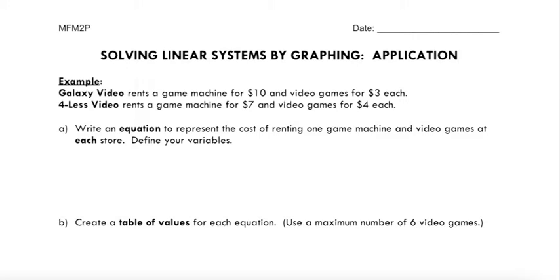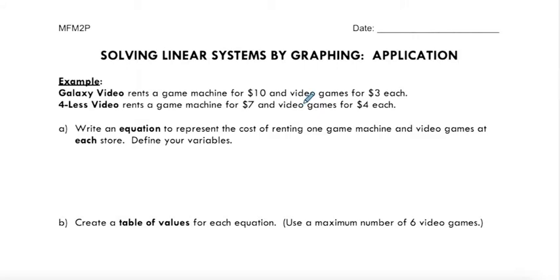You could also sometimes rent a game machine, like back in the day it was a Super Nintendo, and then you could also rent the video games that go along with that. So Galaxy Video rents a game machine for $10. So it costs $10 to rent that video game machine. And then each game that you want to play on that machine is $3 to rent. For Less Video rents a game machine for only $7, but their video games are $4 each.